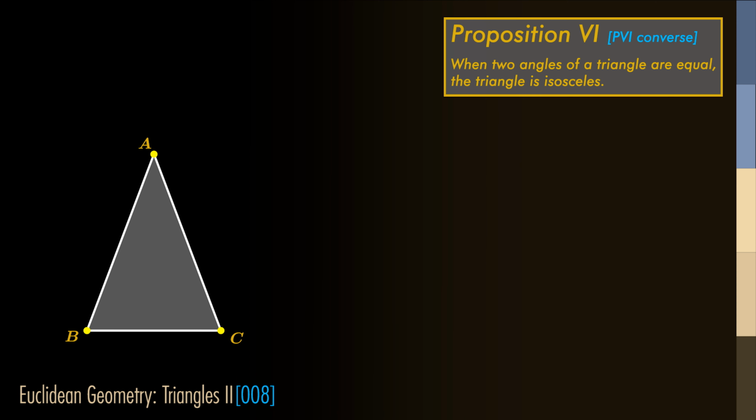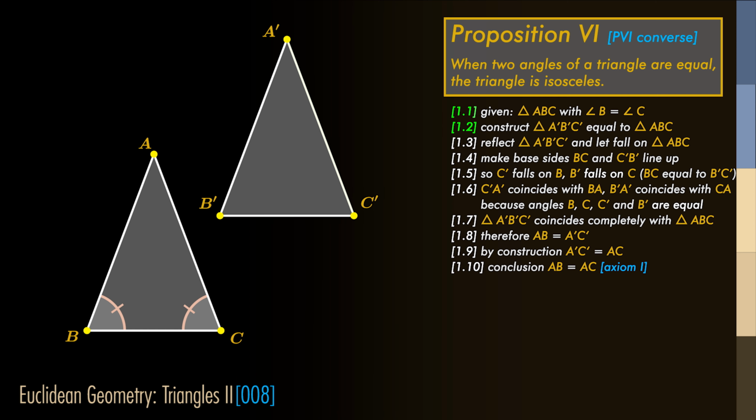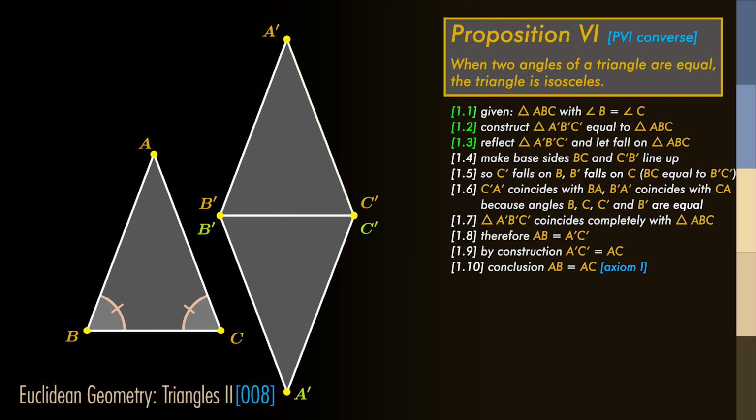We can also state the converse of this proposition. When a triangle has two equal angles, it is an isosceles triangle. We start showing this by constructing a triangle ABC that has two equal angles B and C. We need to prove that AB is equal to AC. We construct again a second triangle A'B'C' that is equal to ABC in everything. Let us again reflect A'B'C' and move it onto ABC.